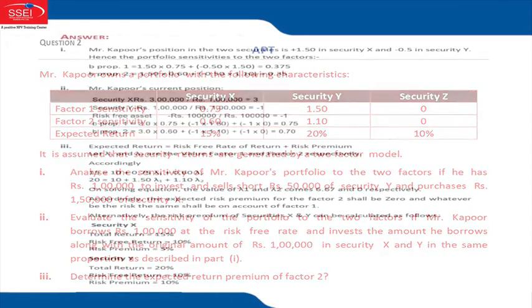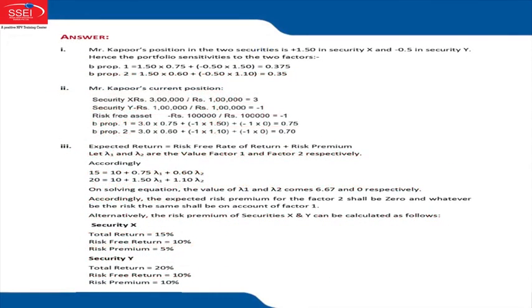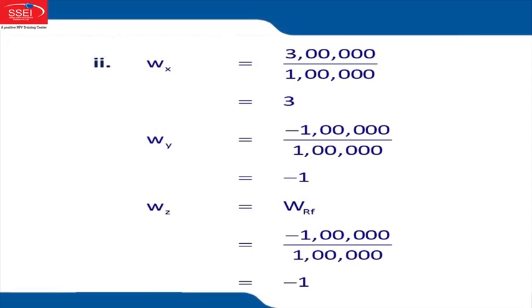So 1 lakh is own fund, 1 lakh is borrowed at RF, that makes 2 lakh, and 2 lakh is invested in the same proportion as in part 1. In part 1, we had invested 1.5 times in security X. So 2 lakh into 1.5 is 3 lakh. So 3 lakh is invested in security X. And for security Y, 2 lakh into minus 0.5 is minus 1 lakh. So we are shorting Y to the extent of 1 lakh. Now we have a total of 3 lakhs: 1 lakh own fund, 1 lakh RF and 1 lakh from security Y. And the entire 3 lakh is invested in security X. Now what is the weight of security X? 3 lakh by 1 lakh, the amount invested by own funds, which is 3.